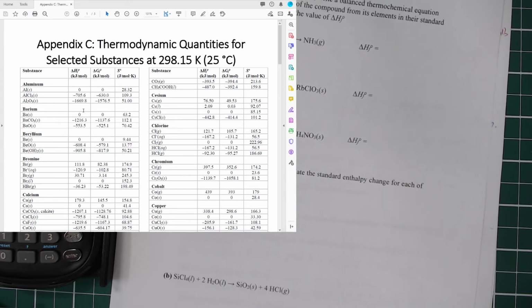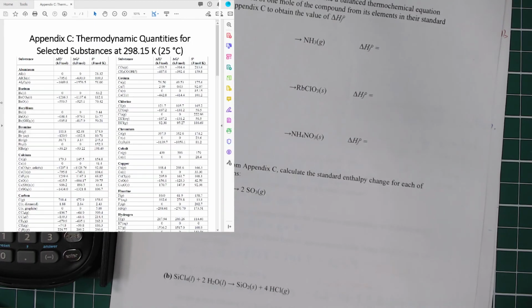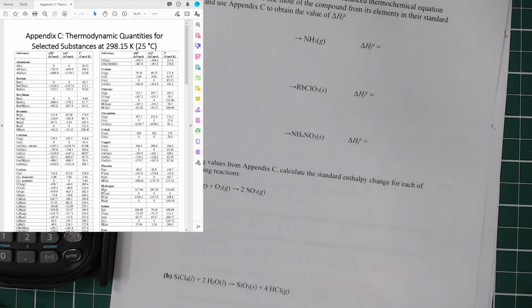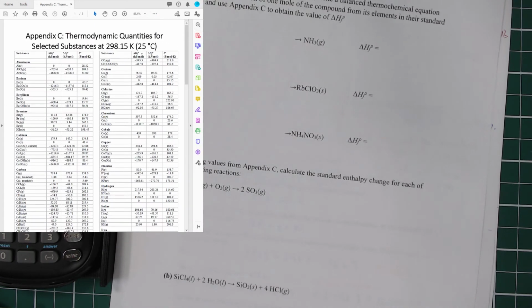You'll notice that each element has one thing that has a delta H of formation of 0. And that's because that is that element in its elemental form. And so since the delta H of formation is defined as the element in its elemental form, if you're forming it from itself and it's in that same state, then it's going to have a delta H value of 0.